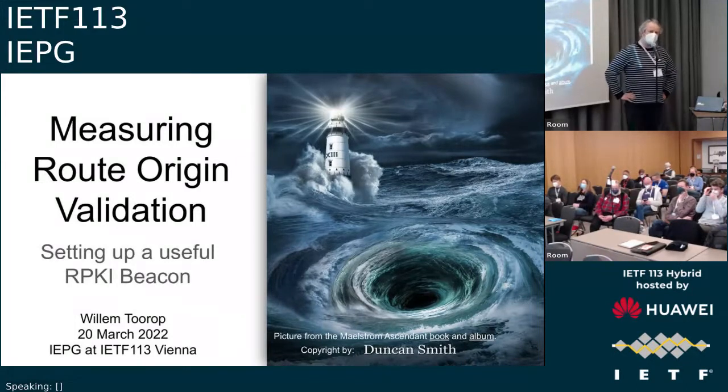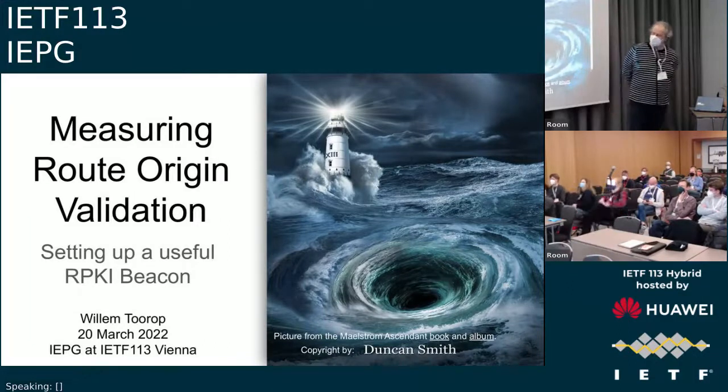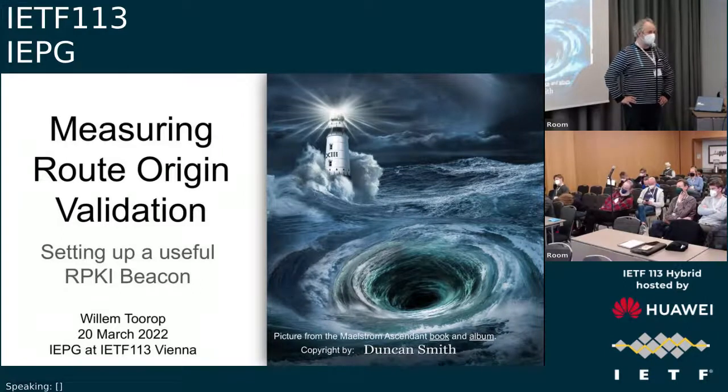I was searching on the internet for a picture of a lighthouse or a beacon that would lure ships towards it, and a vortex in front of it. And you can see that I found a picture like that. This is a picture of the excellent rock album, The Maelstrom Ascendant, which also has an accompanying book, of the Sydney-based rock artist Duncan Smith. And by saying this, I have his permission to use this picture. So thank you, Duncan. Next slide.